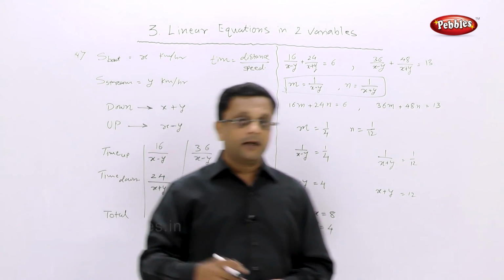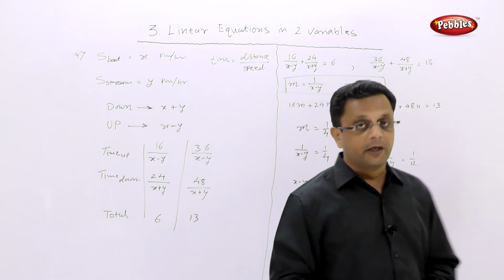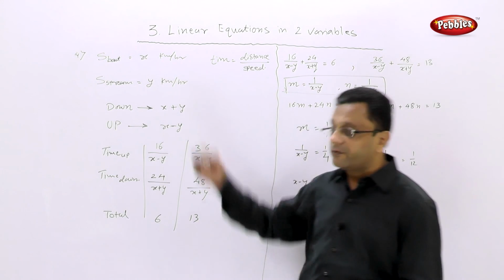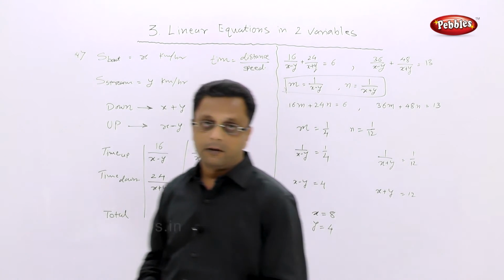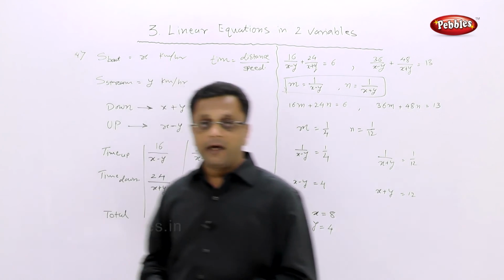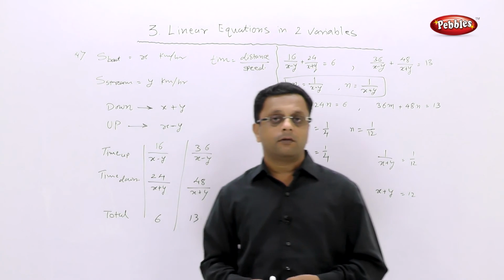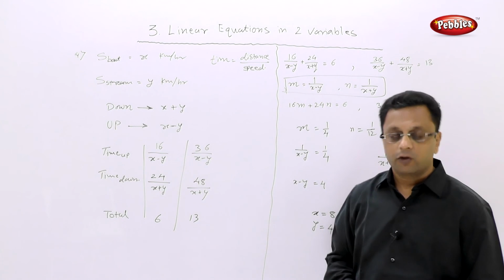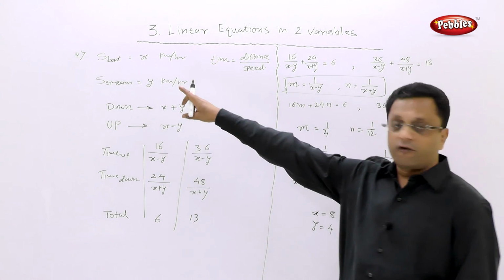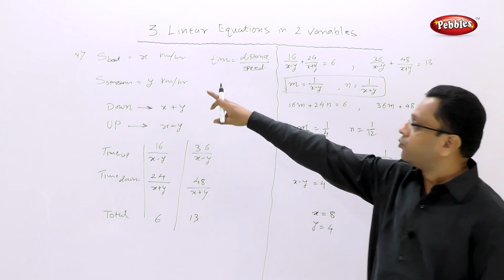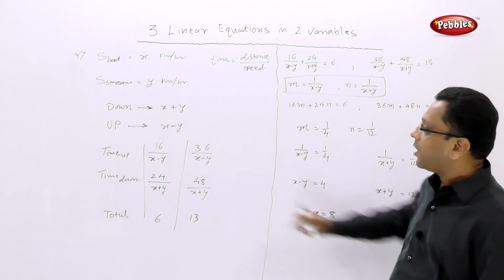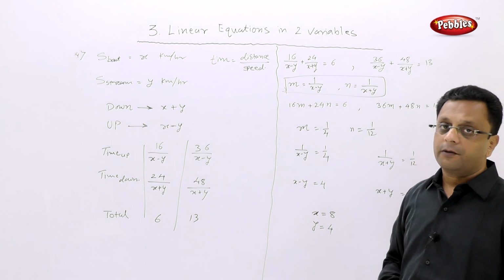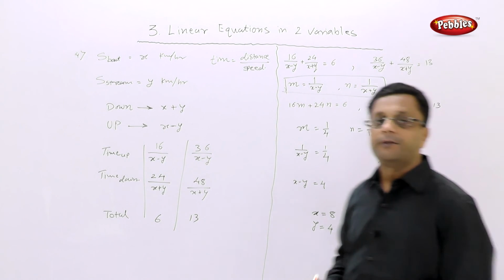Okay? Again and again I am telling you, do not forget to write the units, because if you simply write 8 and 4, it's meaningless, because someone can say 8 meters per hour, meters per second, anything. So you have to specify the unit. So the final answer is speed of boat in still water, as we assumed, is 8 kilometers per hour and speed of stream is 4 kilometers per hour. Okay, let's go ahead.